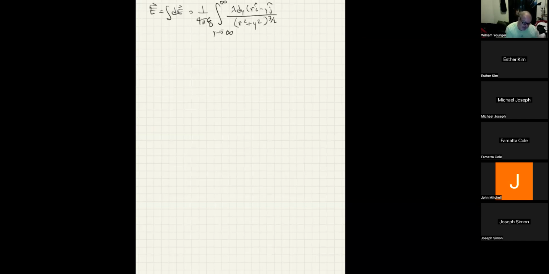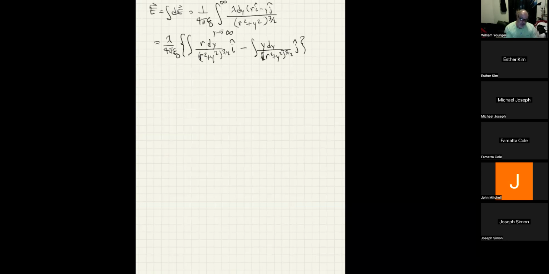So I can further write this as lambda over 4 pi epsilon naught times the integral of, and I'm going to put curly brackets there, r dy over (r squared plus y squared) to the 3/2 i hat, minus the integral of y dy over (r squared plus y squared) to the 3/2, and this one will be j hat.